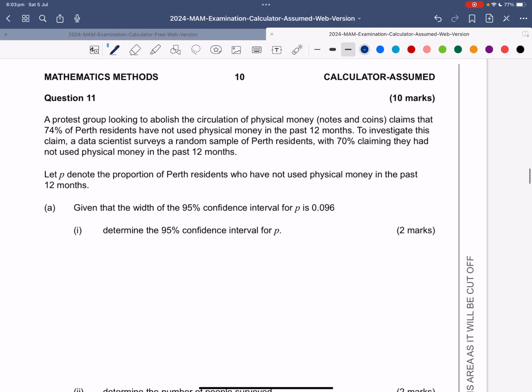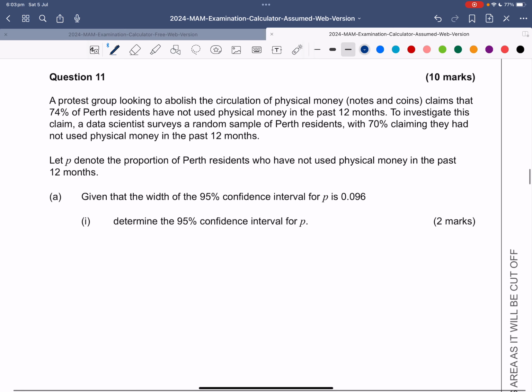Cool. A protest group looking to abolish the circulation of physical money claims that 74% of Perth residents have not used physical money in the past 12 months. To investigate this claim, a data scientist surveys a random sample, and he found 70% have not used physical money. Now, okay, fair enough. So he does a random sample.